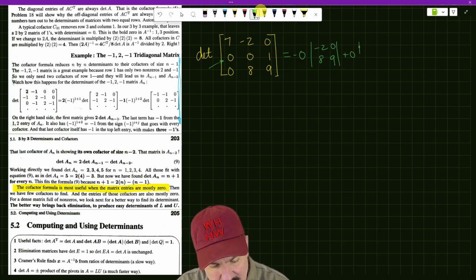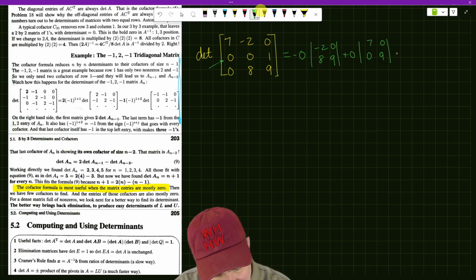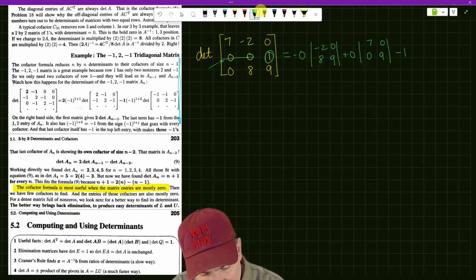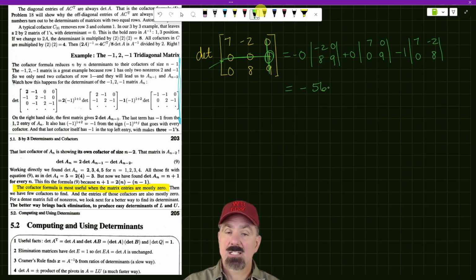And then it's plus 0 times another determinant that I don't care about, 7009, because 0 times that determinant is just 0. And then finally, I have a negative 1. So I'm going to expand right here, and I'm not going to use that row or that column. So I have negative 1 times 7, negative 208, this determinant. Well, that's easy enough. That's equal to negative 56. And that's all it takes to find the determinant. The determinant of that matrix is negative 56.